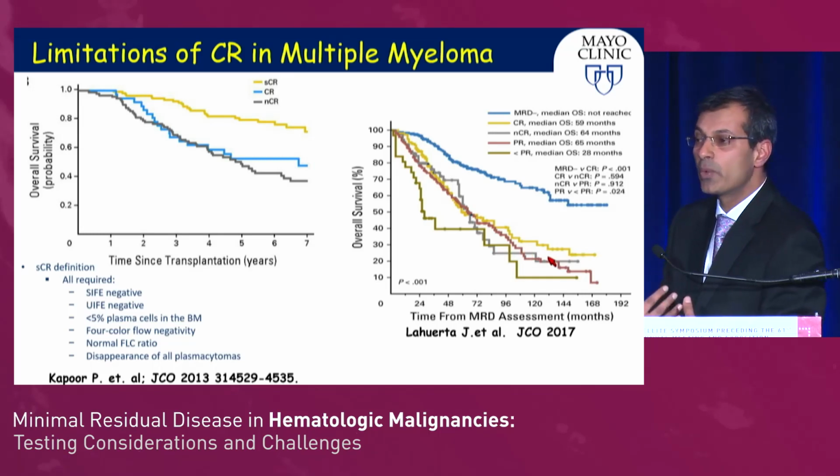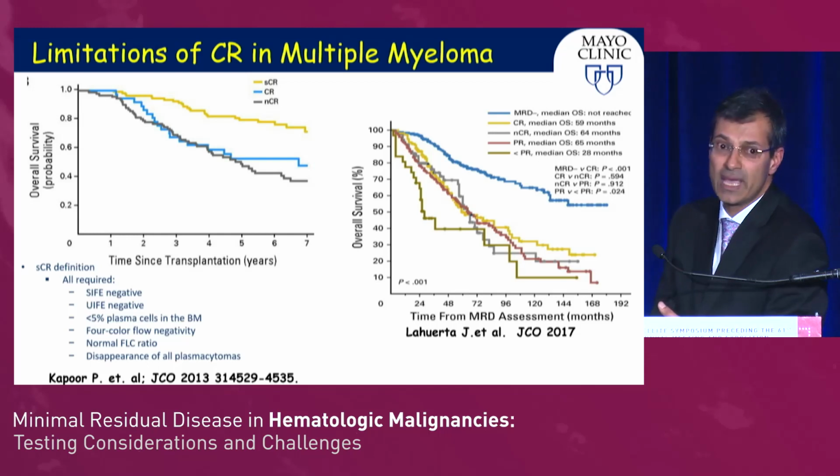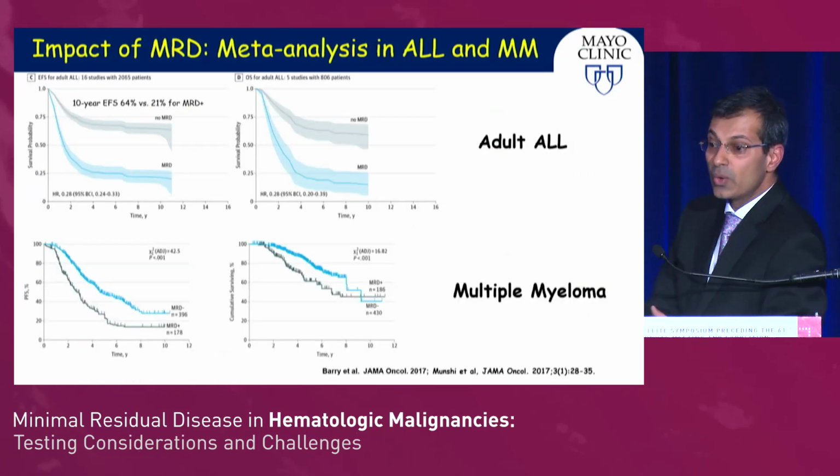So in my world, telling a patient that they are in CR is essentially giving them incomplete information, because the patient may actually behave like a patient who has achieved only partial remission unless you give them the MRD status. Now, there have been meta-analyses conducted in different disease groups.